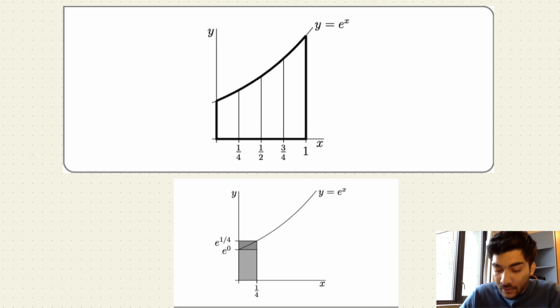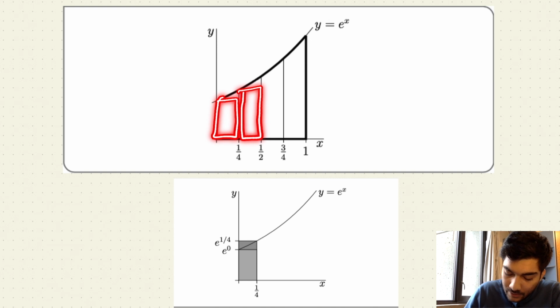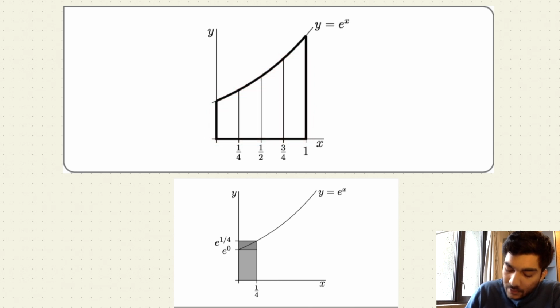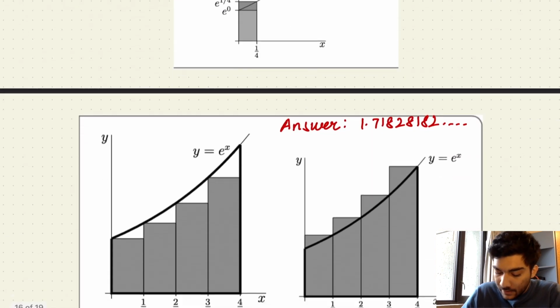Whatever approach I choose, it will either overestimate or underestimate the actual area under the curve, which we'll see on the next page as well. So what I'll do is construct these rectangles and add the areas of these individual rectangles in order to calculate or approximate the area under the curve of e to the power x in this case.